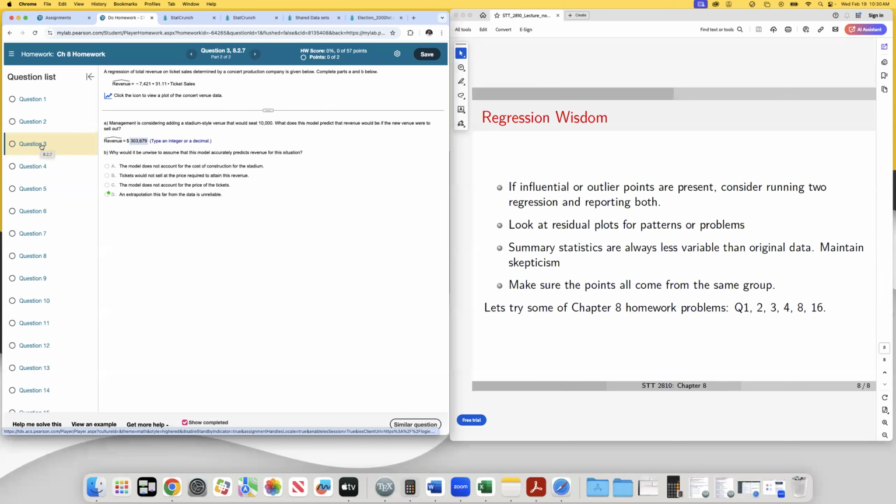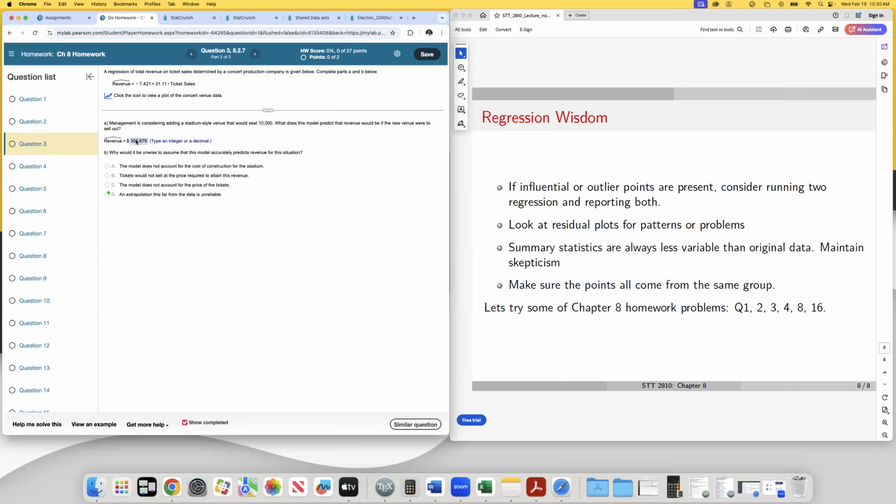Okay, let's look at this one here. We are told that a regression of total revenue on ticket sales, determined by a concert production company, is given below. Complete part A and B. So we are given this. Now, it's saying the management is considering adding a stadium style venue that would seat 10,000. What does this model predict the revenue to be if the new venue were to sell out?